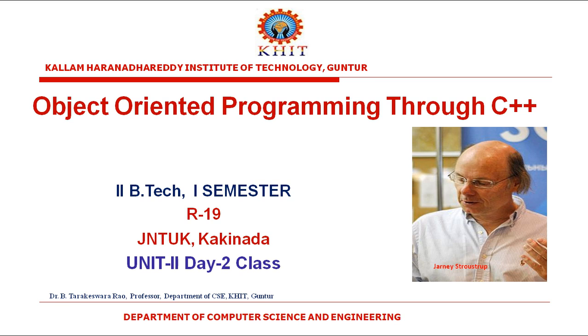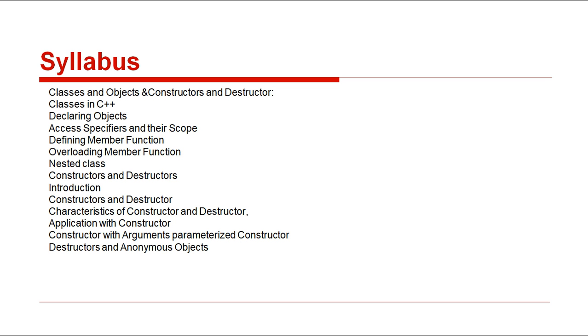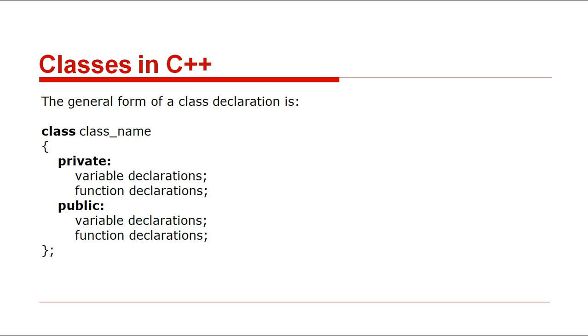In the last class we already learned how to define a class. What is the general syntax of the class? Then how to define an object? What is the general syntax of the object? Okay, all of you. So this is the general syntax of the class.